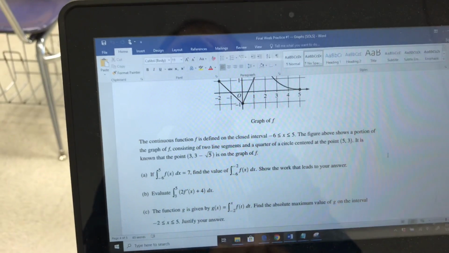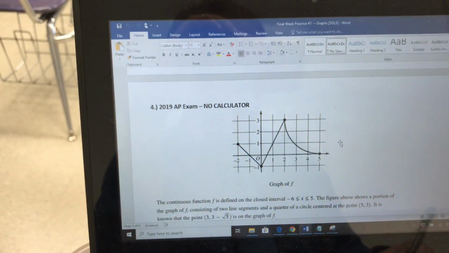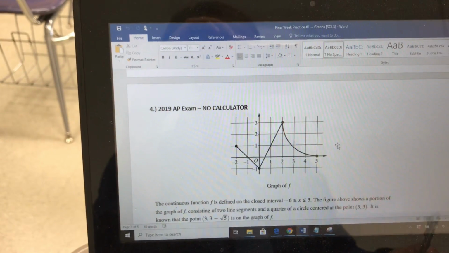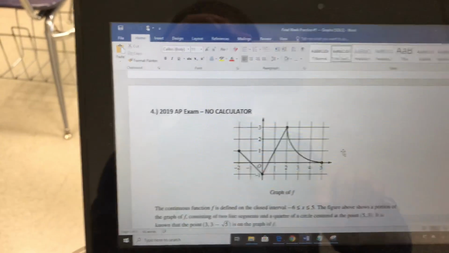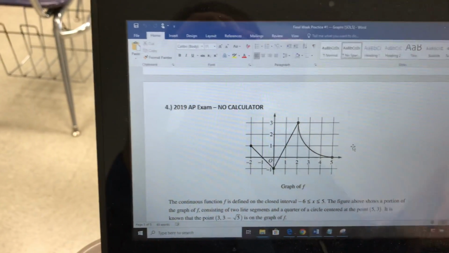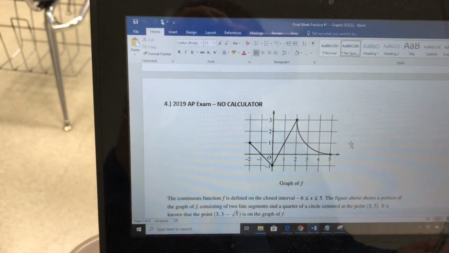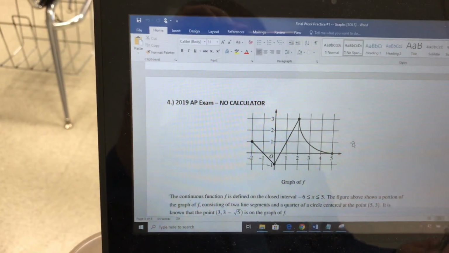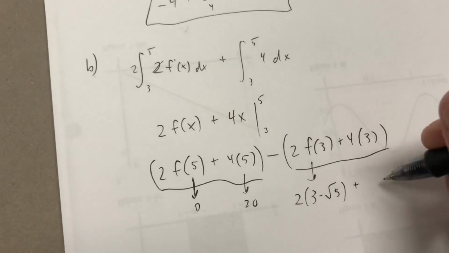All right, so go back to the graph here. We need f of 5. F of 5 is equal to 0. Well, that's nice. 4 times 5 is 20 from that other statement. F of 3 looked weird here, but then they tell us that f of 3 is 3 minus radical 5. So 2 times f of 3 plus 4 times 3, which is equal to 12.